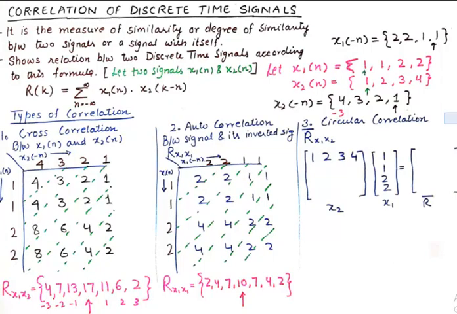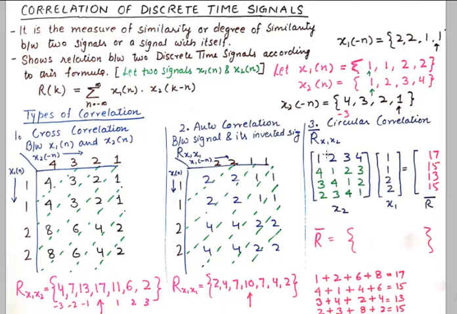you get the first row with this column. So 1 into 1 plus 2 into 1 plus 3 into 2 plus 4 into 2, which is 17, and then 15, then 13 and 15. So this is going to be your answer. You can write down your answer here as 17 15 13 and 15. Here the origin will lie at the starting point because this is circular correlation, so we start from the first element as the origin, or whatever the order of x1 is.